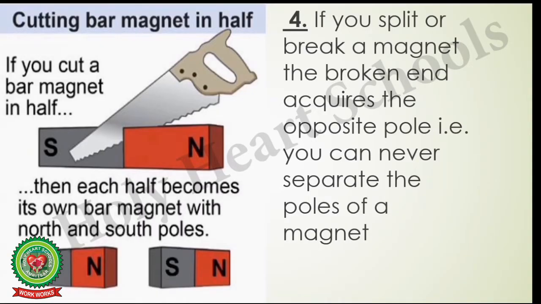Next characteristic is if you split or break a magnet, the broken end acquires opposite pole. That is, you can never separate the poles of a magnet. It means a magnet always has two poles, north pole and south pole. If you cut a bar magnet in half as shown in picture here, then each half becomes its own bar magnet with north and south poles, right?